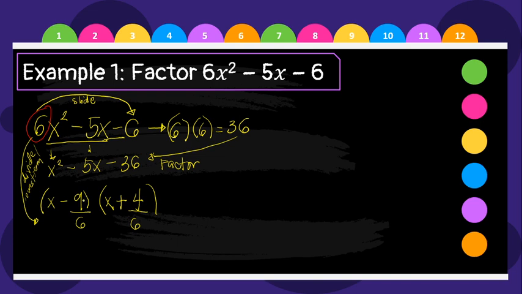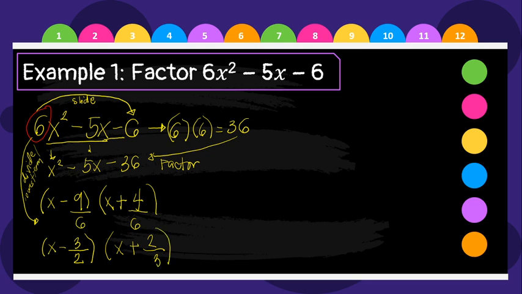X minus 9 over 6: we cannot divide it exactly, but they have the common factor, which is 3. 9 divided by 3 is 3, and 6 divided by 3 is 2. And then x plus 4 over 6: we also cannot divide it exactly, but they have the common factor, which is 2. 4 divided by 2 is 2, and 6 divided by 2 is 3.